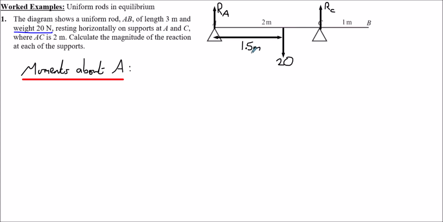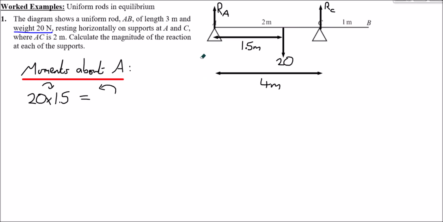Again, considering moments about A, the clockwise moment is just going to be the weight of this rod, so 20 multiplied by 1.5. Because in equilibrium, this will equal the anti-clockwise moment, which is from C. We can see from the diagram that the distance from A to C is 2 meters. So the anti-clockwise moment from the reaction at C will be the size of the reaction, RC, multiplied by its distance from A, 2 meters.